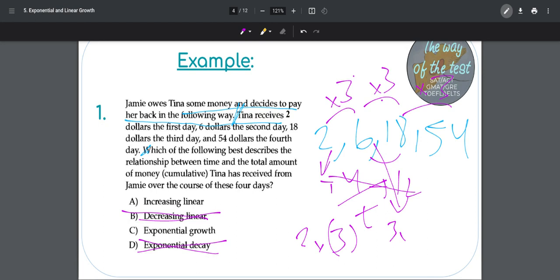6 is 2 times 3 to the power of 1. 18 is 2 times 3 to the power of 2. And 54 is 2 times 3 to the power of 3. Therefore, this is an exponential growth. So the answer is letter C.